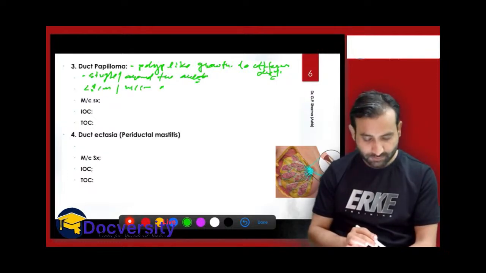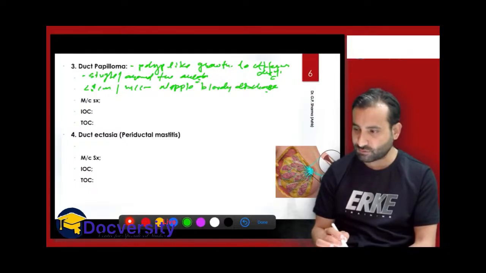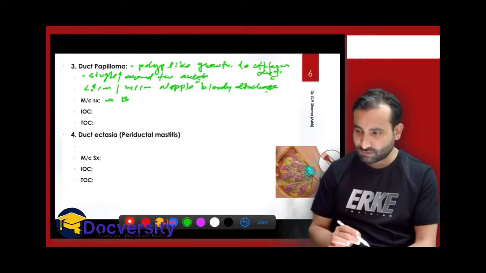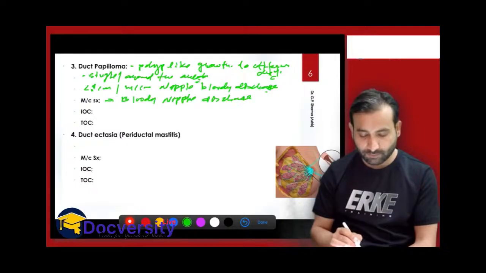Less than 1 centimeter size, and this is the most common cause of what? Nipple bloody discharge. We discussed already, right? So this is a very, very important question in the exam. And most common symptom is bloody nipple discharge.